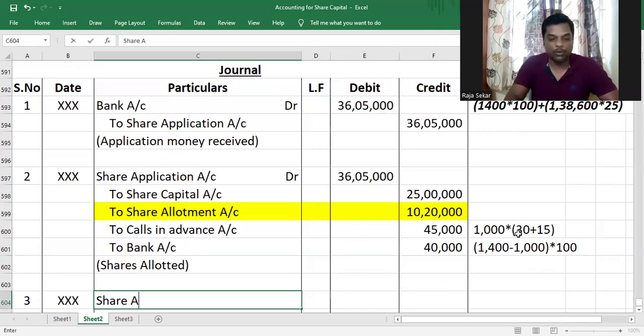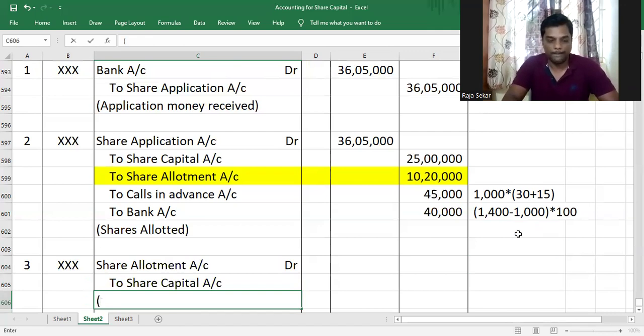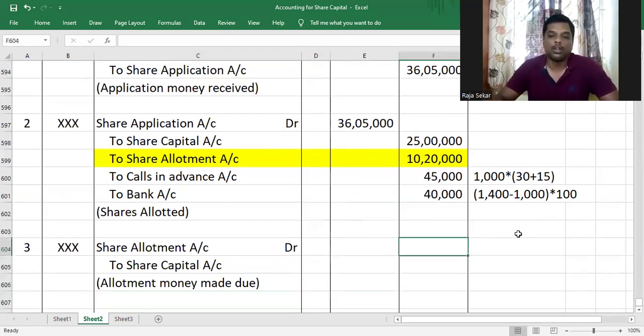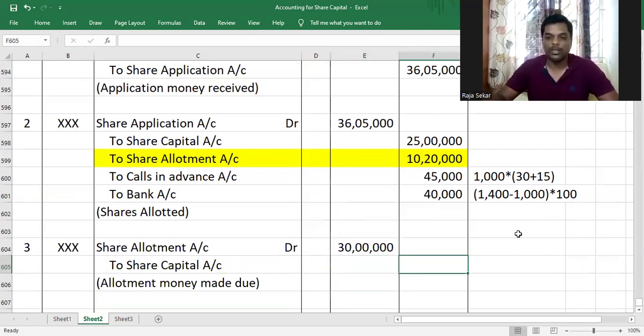The next thing to do would be to make allotment money due. That is a very straightforward entry. Share allotment account debit to share capital account. Allotment money. Total allotment money made due will be what, my dear children? It is the number of shares allotted multiplied by the allotment money per share, which is 30 lakhs.